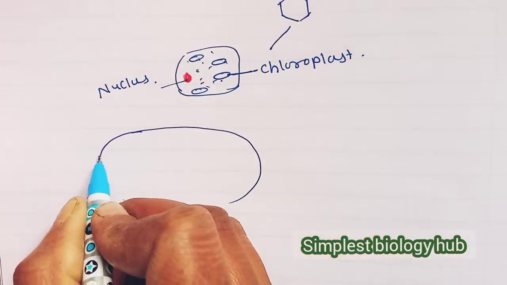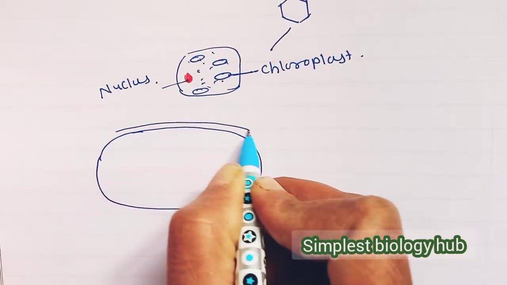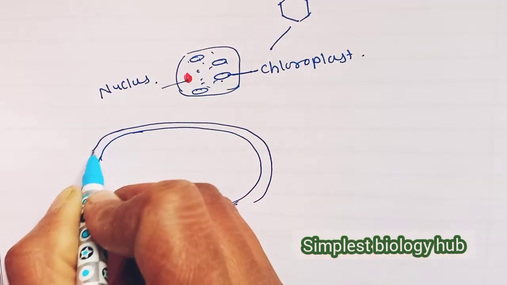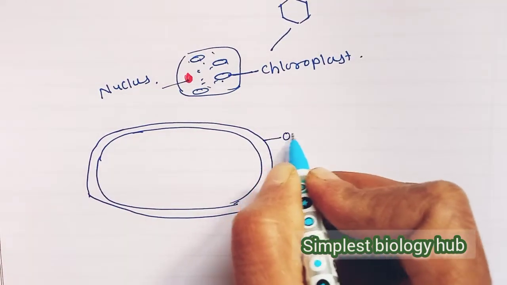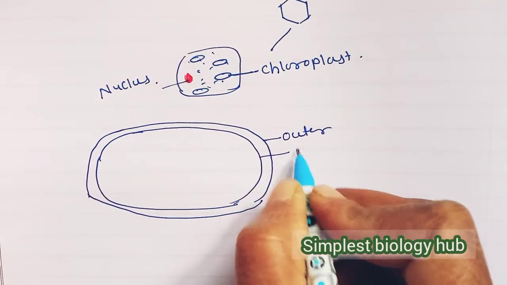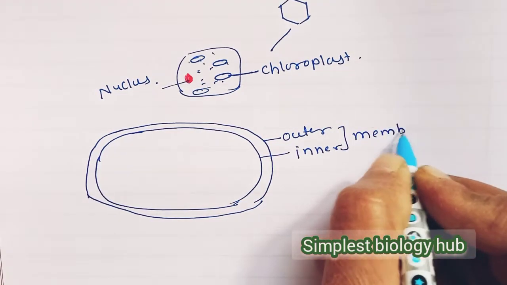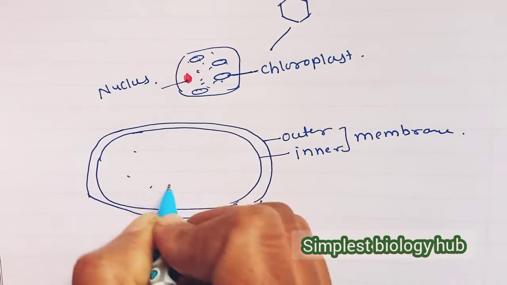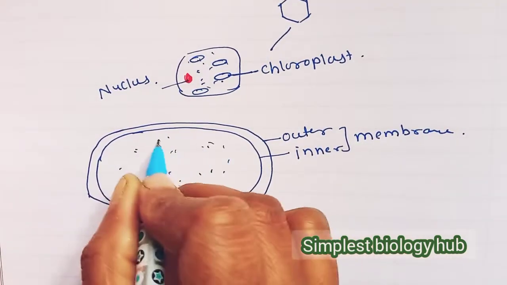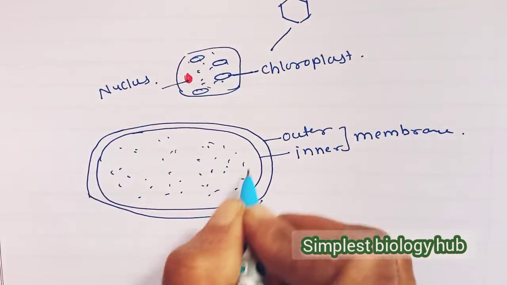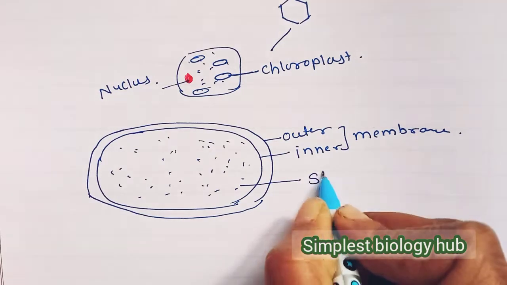Chloroplast is called an autonomous structure. It has a double layered membrane around it, outer membrane and inner membrane. Inside it a liquid material is present. That liquid material, generally we call cytoplasm, but here we call it stroma matrix.